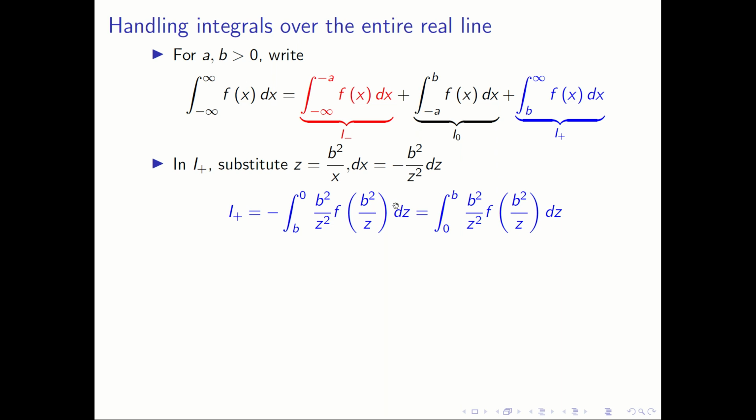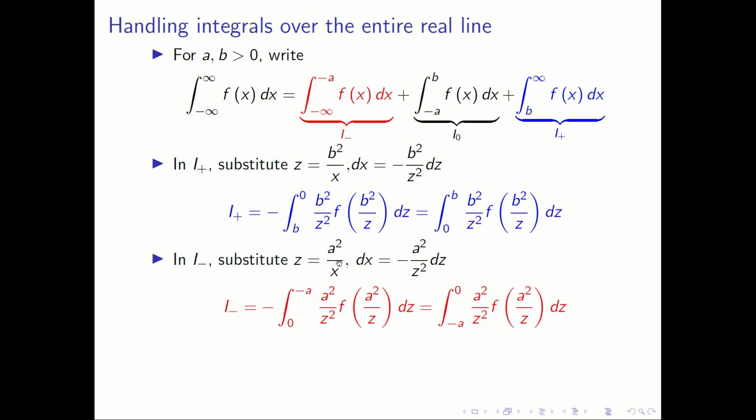The important thing about doing this is, what happens to the limits? B square by b is a lower limit, and that's of course b, and b square by infinity is the upper limit, which is of course now 0. So this, with a switch in the order of the limits, becomes the integral from 0 to b of b square by z square f of b square by z dz.